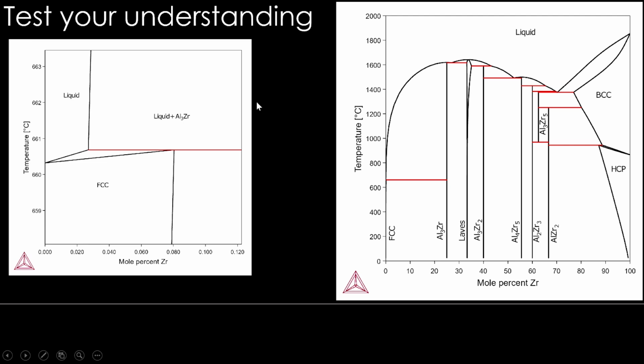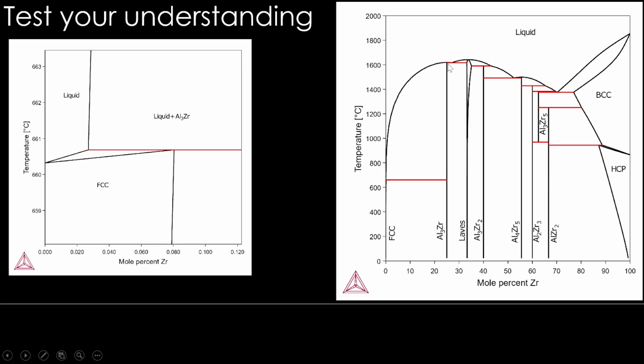So liquid plus Al3Zr on this side, the two combine. That's why this region is labeled as liquid plus a solid. This is a two-phase region. These two combine to give FCC. So this is the pattern here: liquid plus solid gives a new solid, FCC. The liquid is here and the solid is here. They combine to give a new solid here, FCC. So that region is quite tricky to visualize without zooming in.